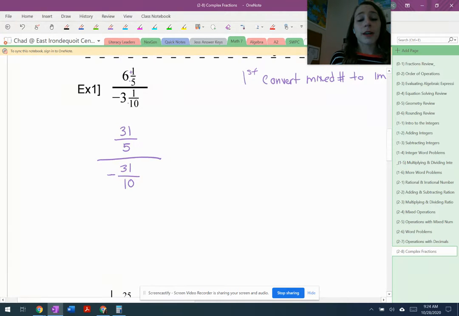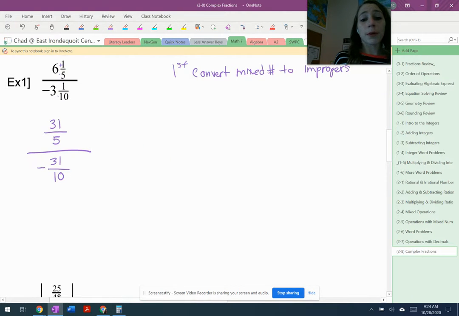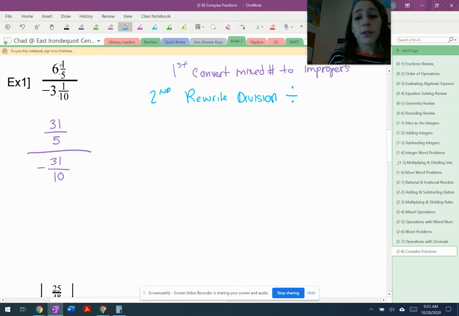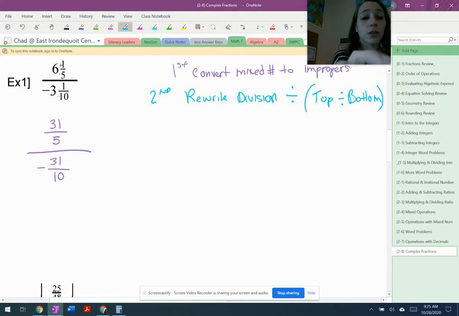So now that I've got my mixed numbers converted to impropers, you can go ahead and rewrite the division as normal, using that little oblique sign that you guys are so used to. And remember, you do top, divide, bottom. So when I rewrite this, I have 31 over 5 divided by negative 31 over 10.